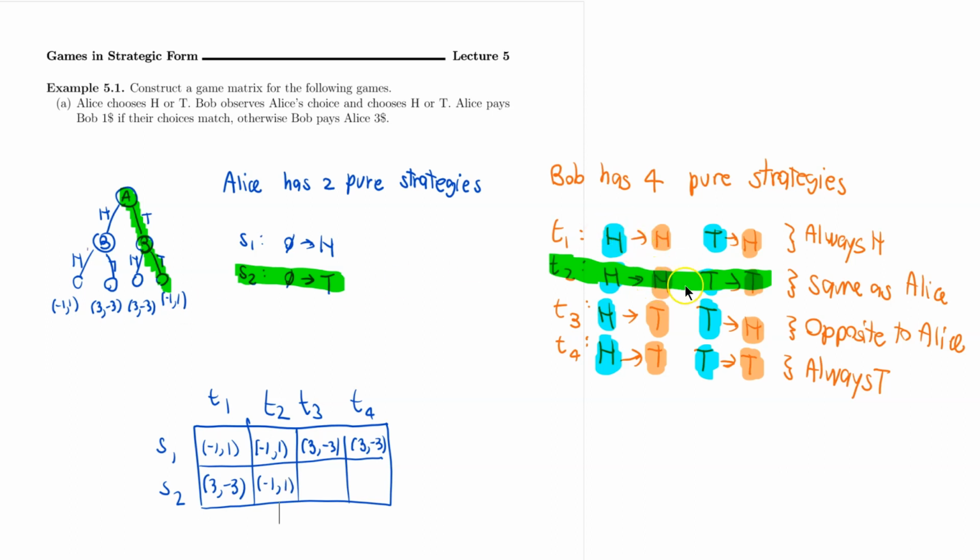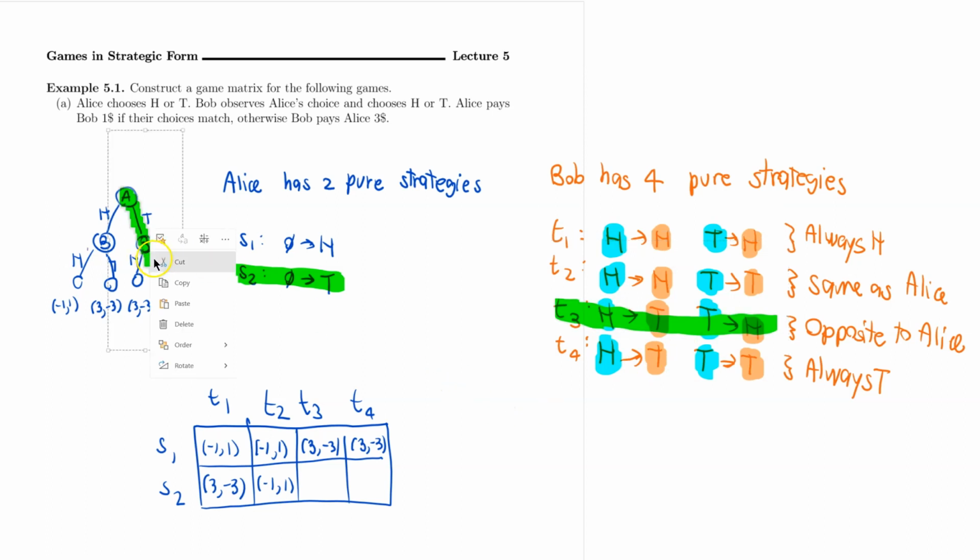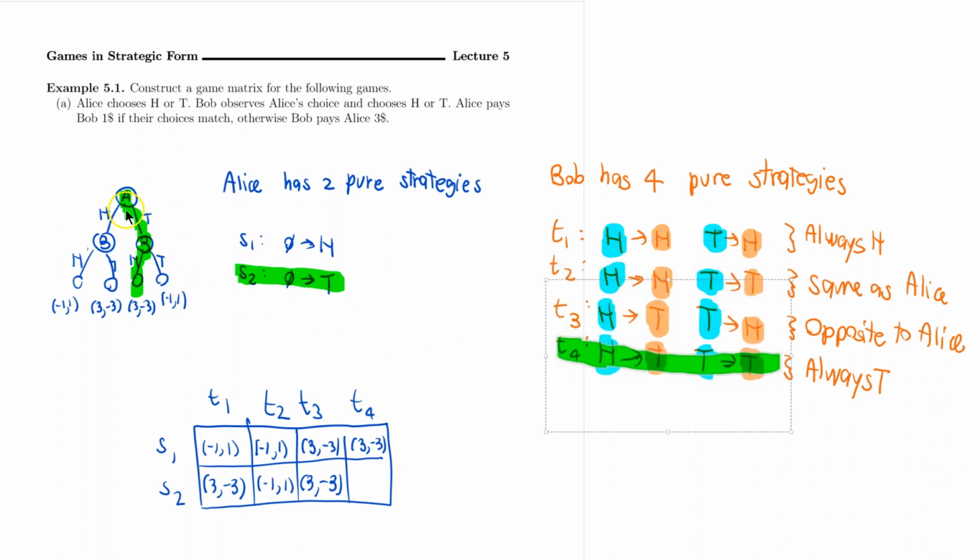For the next one, Alice chooses tail, and then Bob chooses opposite to Alice. So Alice will choose tail and Bob will choose head. We'll end up being here, and the payoff is going to be 3 and negative 3. And for the last entry, we have Alice choose tail and then Bob also choose tail. So we will end up at this node and the payoff is going to be negative 1 and 1.